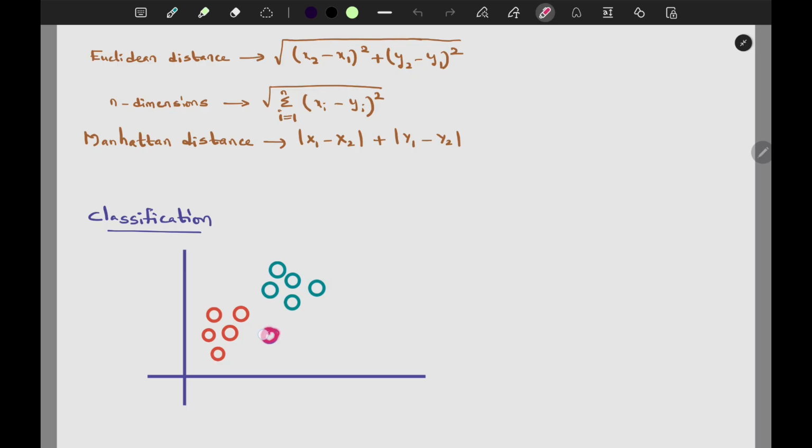If I consider k equals 3, I'll be getting maybe this, maybe this, maybe this. Then based on the majority of the opinion, I'll go with the yes conclusion. If I consider maybe k equals 5, so based on this and this also, then I'll go ahead with the no classification. So this is how classification works. Let's see with an example of the data.